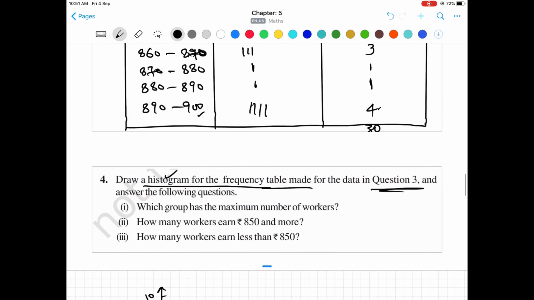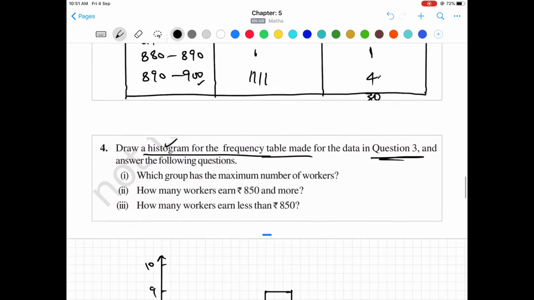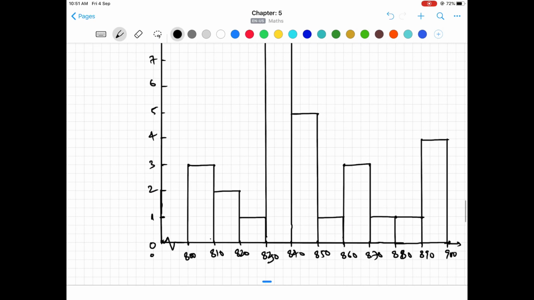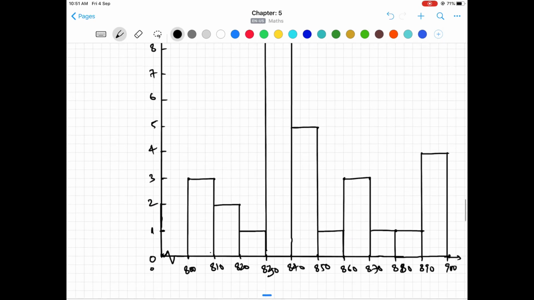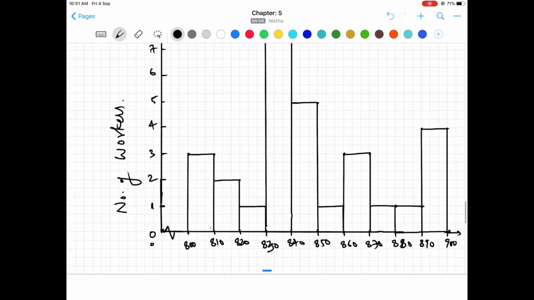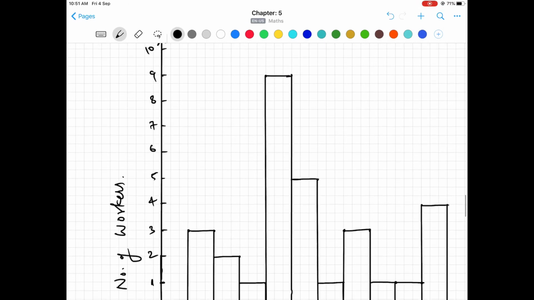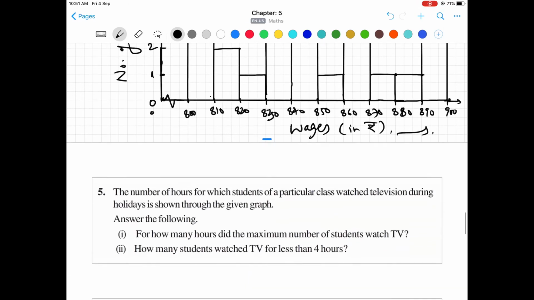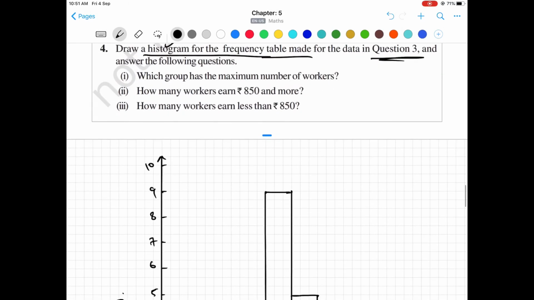Okay, this is the histogram for the table that we have drawn in question number 3, representing the number of workers here, and their wages here, and this is in rupees. Okay, so that's the solution of question number 4. Based on this, we have to answer certain points.